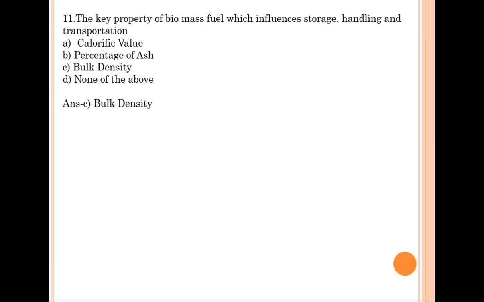Next, the key property of biomass fuel which influences storage, handling, and transportation. Basically, you see, storage, handling, and transportation. Here, for biomass, bulk density is the limitation. Because as the bulk density is lower, we need more space to store it, and more handling cost and transportation cost are also involved. So here the right answer is option C, bulk density.